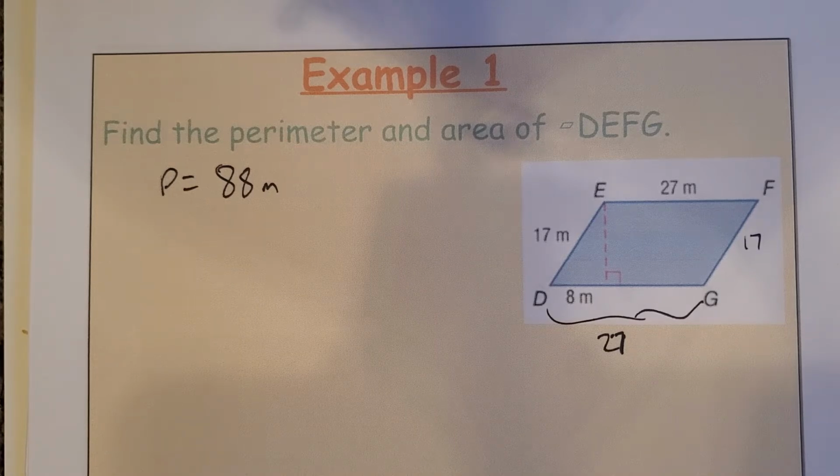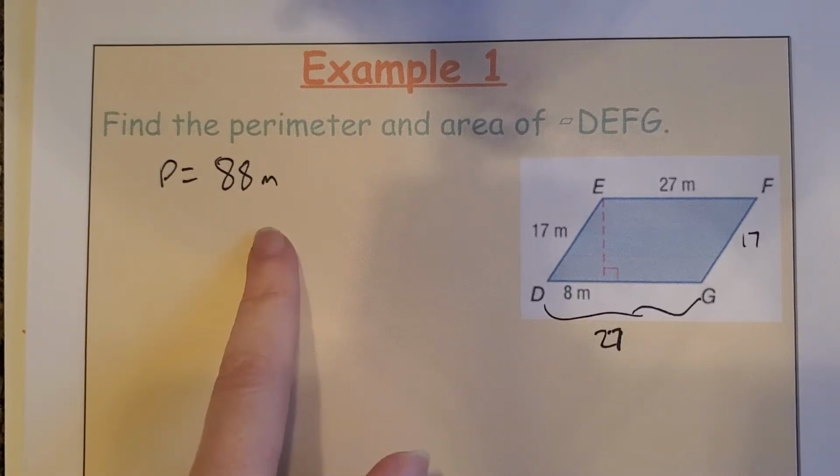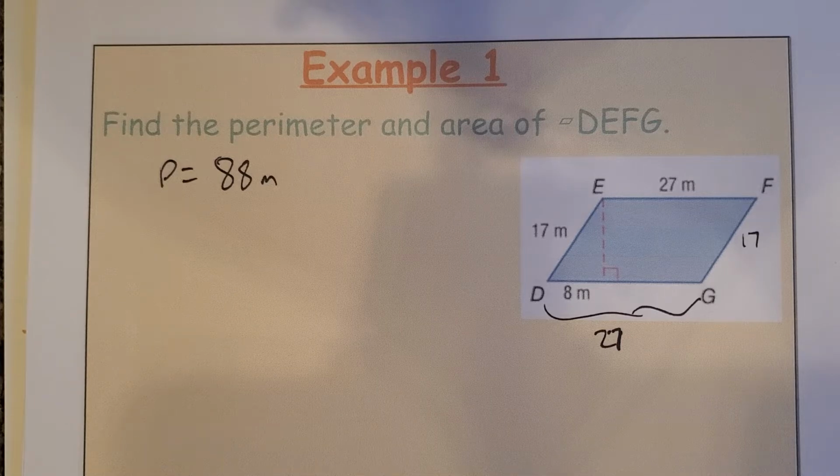And the whole point of me saying this is that because we're talking about perimeter and area, I will be looking for units. I will be looking that you have that 88 meters instead of just 88. And when we talk about area in a minute, I will be looking for meters squared.